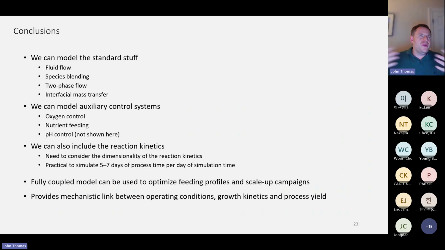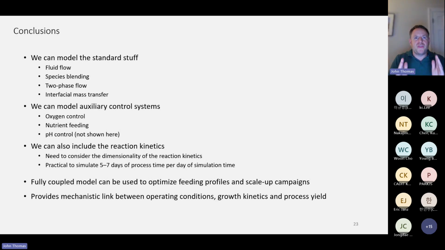First, yeah, we can model the standard stuff. That's easy. Fluid flow, species blending, two-phase flow, interfacial mass transfer. That's standard simulations. But what makes MSAR so unique, particularly running these GPU environments, is to be able to extend these simulations to include auxiliary control systems and multi-day reaction kinetics. We talked about oxygen control, nutrient feeding, and it didn't show it here, the pH, but that's in the paper.